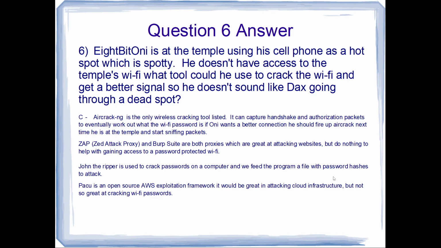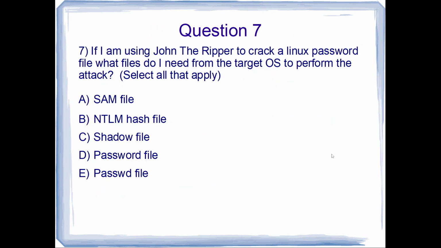Zed Attack Proxy, or ZAP, and Burp Suite are both proxies which are great at attacking websites, but they do nothing to help with gaining access to a password-protected Wi-Fi. John the Ripper is used to crack passwords on a computer, and we feed the program a file with password hashes to attack. PACU is an open-source AWS exploitation framework. It would be great in attacking cloud infrastructure, but not so great at cracking Wi-Fi passwords.